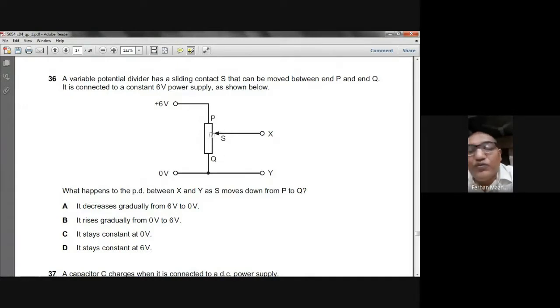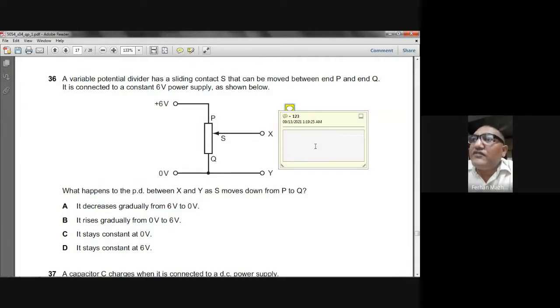So wherever you put this contact, the upper portion will act as R1, and the lower portion will act as R2. R1, R2. So if you have taken V out from the R2, if you remember the formula of the V out, I can show you here.